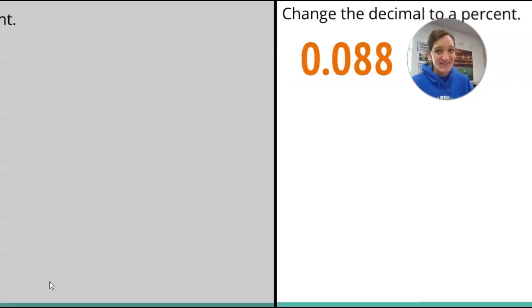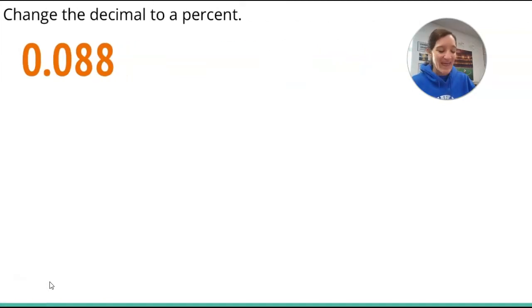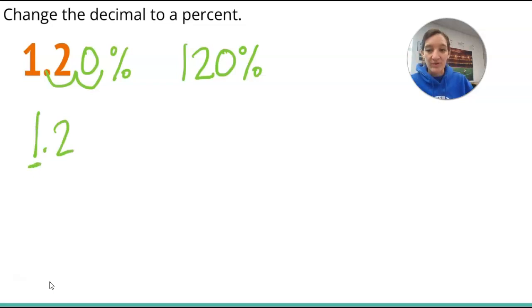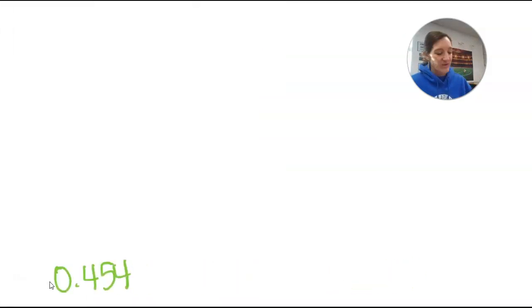It is that easy, friends. If you have something like 88 thousandths, you scoop it twice and you get 8.8%. What if you have a whole number, 1.2? Doesn't matter, you still scoop it twice. If you need to put a 0, do it. 1.2 is 120%. 1.2 is a number bigger than a whole number, and 120% is bigger than a whole 100%, isn't it? So it makes sense that they're both over 100%, or both over one whole.